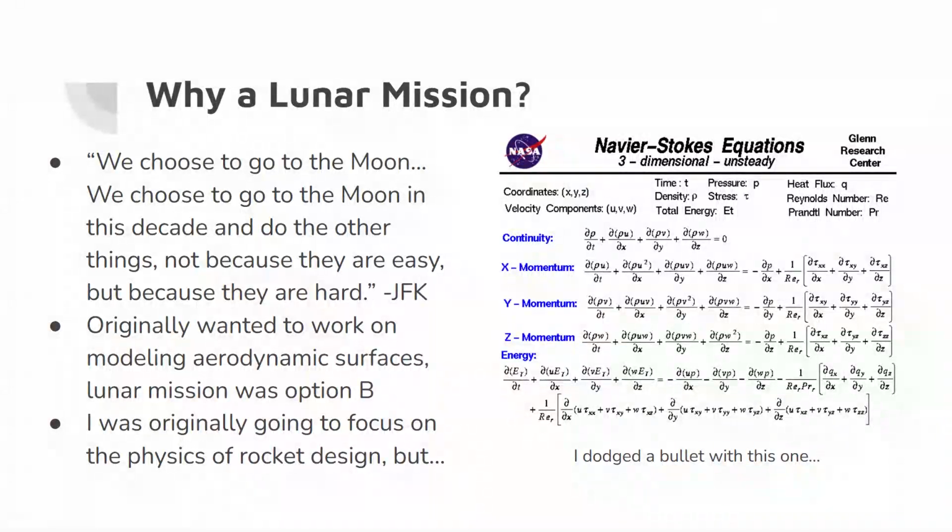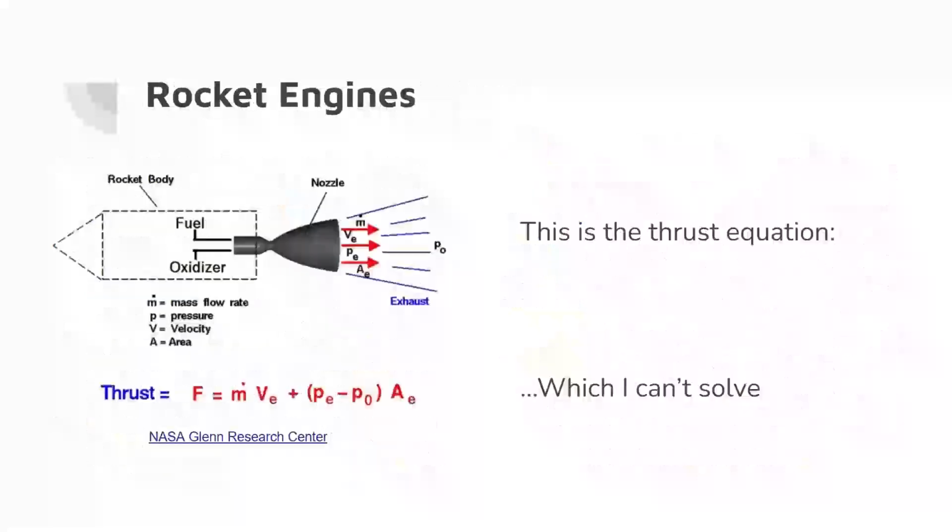So instead, my second choice for my project was to focus on the physics of rocket design, and that one was approved. So I got to start designing a rocket. To design a rocket, use the thrust equation. The problem with the thrust equation is, with the knowledge I currently have, I cannot solve the thrust equation.